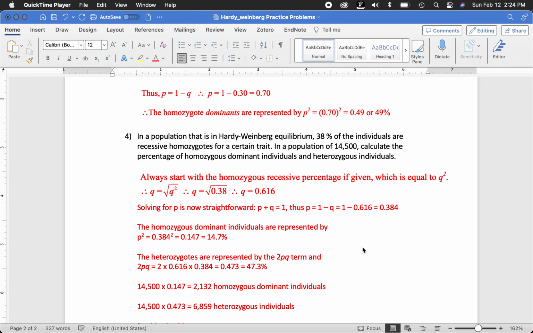In a population that is in Hardy-Weinberg equilibrium, 38% of the individuals are recessive homozygotes for a certain trait. In a population size of 14,500, calculate the percentage of homozygous dominant individuals and heterozygous individuals. So it's starting out by saying always start with the homozygous recessive percentage if it's given.